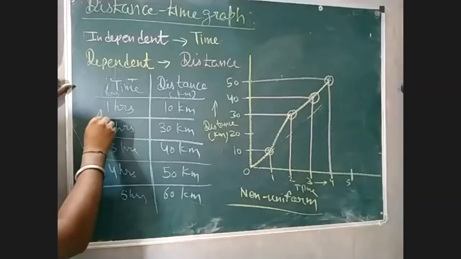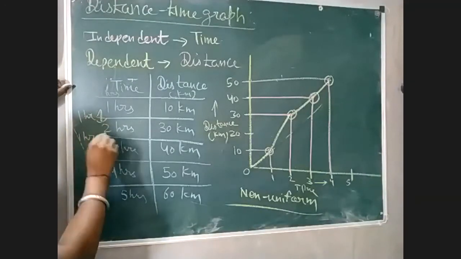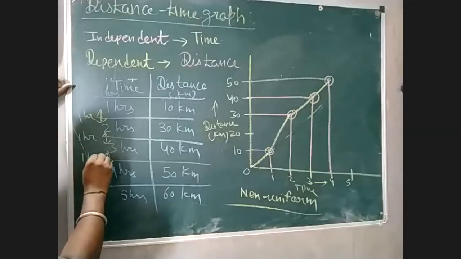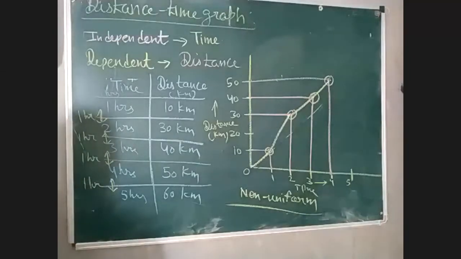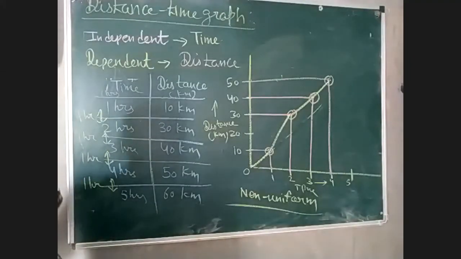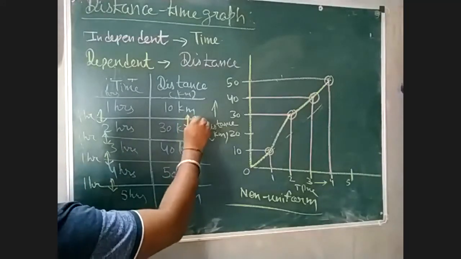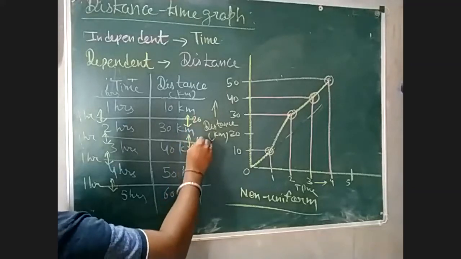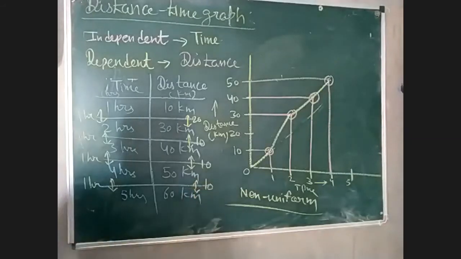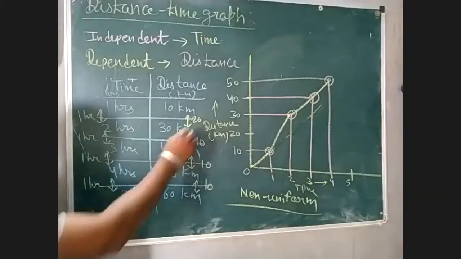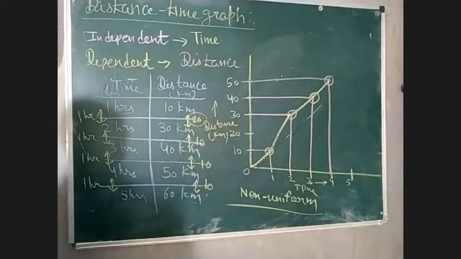Again, let's check. 1 hour and 2 hours, the difference is 1 hour. 2 hours and 3 hours, the difference is 1 hour. 3 and 4, the difference is 1 hour. 4 and 5, the difference is 1 hour. So the difference is 1 hour. Now let's come back to the distances. 10 to 30, the distance is 20. 30 to 40, the difference is 10. The difference is 10. The difference is 10. So what do we conclude from here? 20, 10, 10, 10.